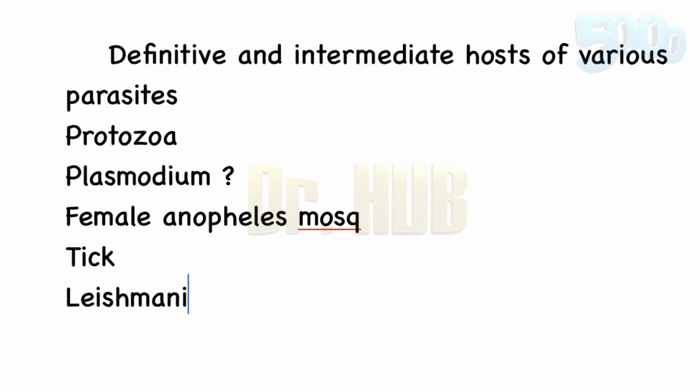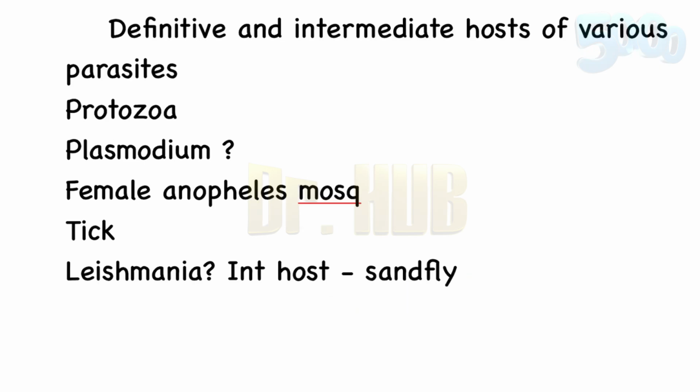Next, when you look at the Leishmania, the definitive host is the man and the dog. The intermediate host will be the sandfly. Now, moving on to the Trypanosoma brucei, the man is a definitive host. The intermediate host is nothing but the tsetse fly.